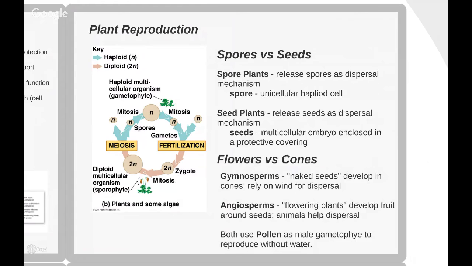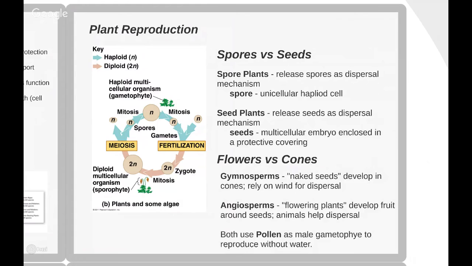We didn't focus on this too much in my class. We focused more on just flowers and not cones. But basically, flowering plants have this extra advantage where they have flowers that develop into fruits around the seeds that help animals disperse those seeds, whereas gymnosperms don't have those fruits. In fact, gymnosperms means naked seeds. They rely solely on wind for dispersal.